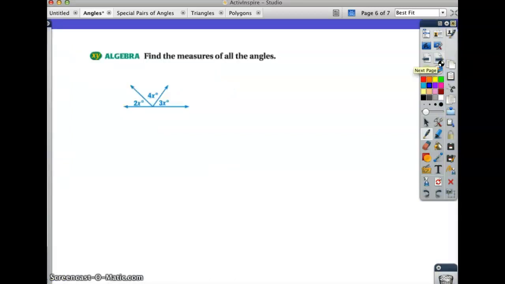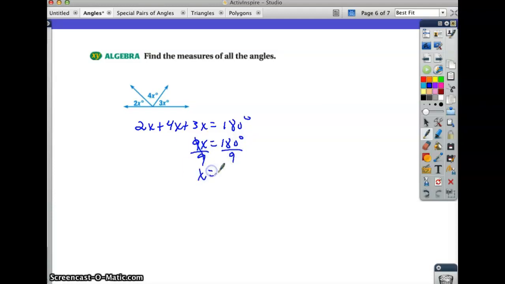Find the measures of all the angles. You've got three different angles here, and if you combine all three, you get a straight line, which is 180 degrees. So if you add all three angles together, you get 180 degrees. 2x plus 4x is 6x, plus 3x is 9x, which equals 180 degrees. So we divide by 9. Again, we have a one-step equation, which gives you 20 degrees. So x is 20 degrees.